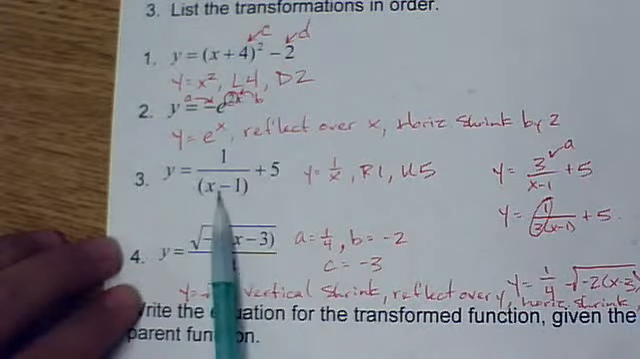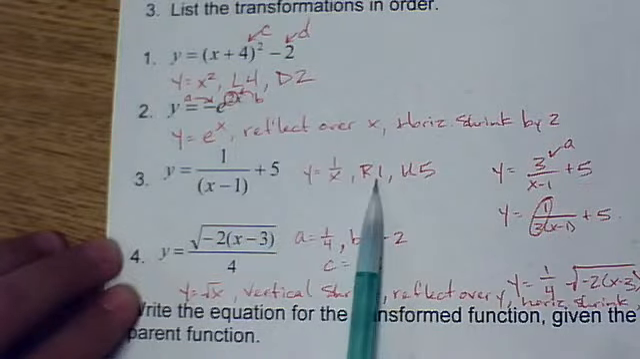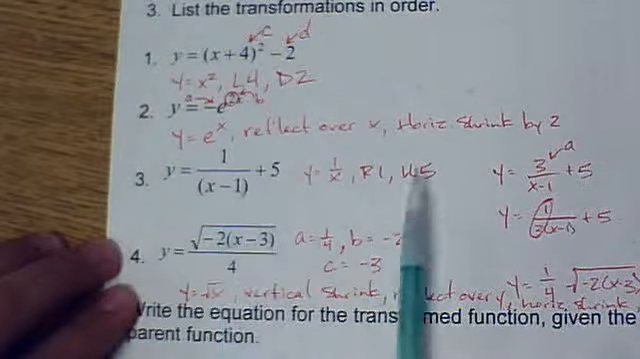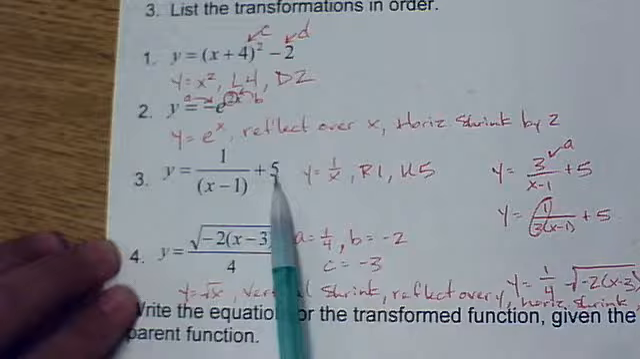Here's a couple more. We have the parent function 1 over x. Right 1 because I subtracted 1 in the denominator. And then up 5 because I added 5 outside of the fraction there.